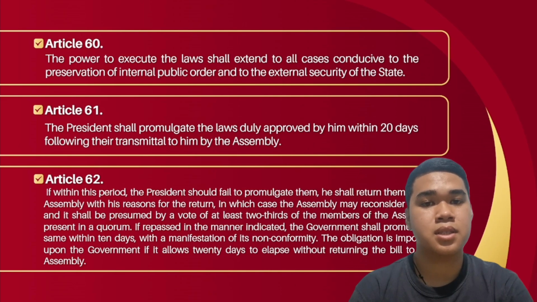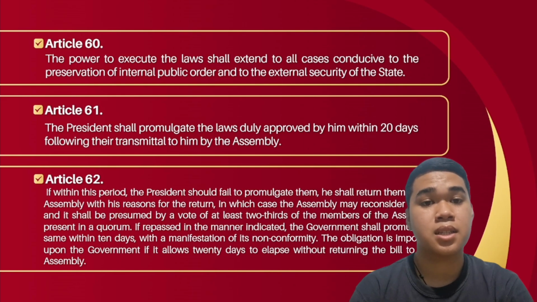The next one is Article 62. This article is the opposite or inverse of Article 61. It makes sure that in the event that the president delays or refuses to sign a law, the assembly has a procedure to review and possibly overrule the president's objections, and the government is then required to put the law into effect within a set amount of time.